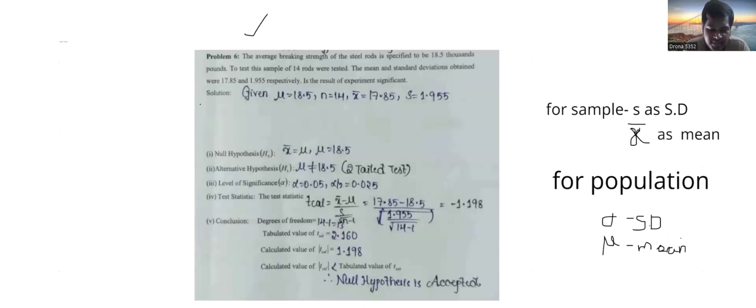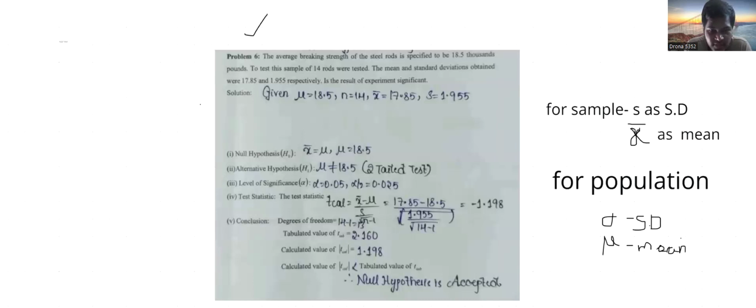The degrees of freedom is defined as the size minus 1. Here the size is 14 rods. So degrees of freedom is 14 minus 1, equal to 13. Now the tabulated value of t. Let us see it in the table, with degrees of freedom equal to 13 and 0.05 as the level of significance.